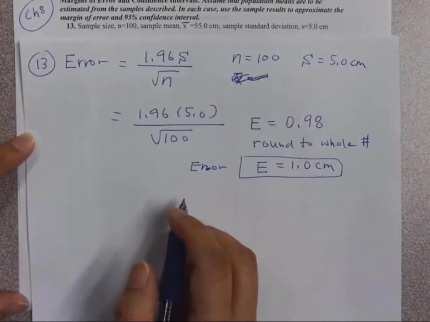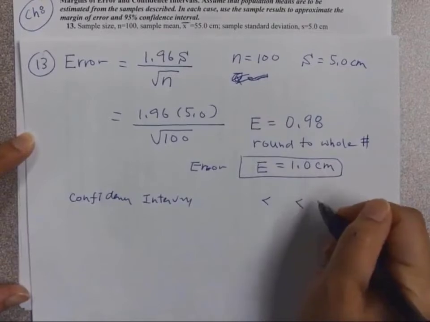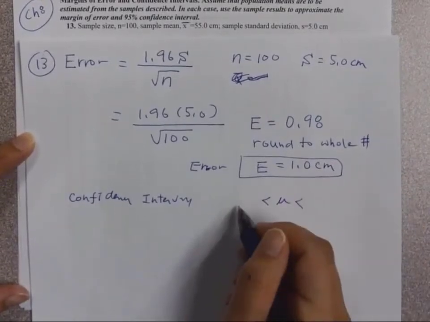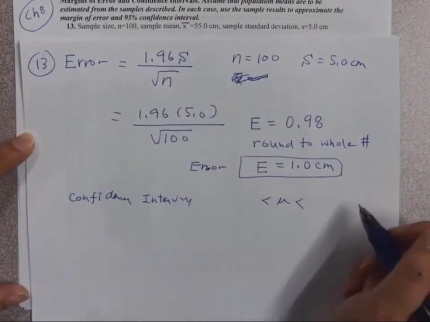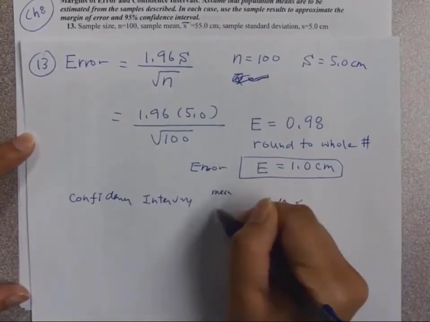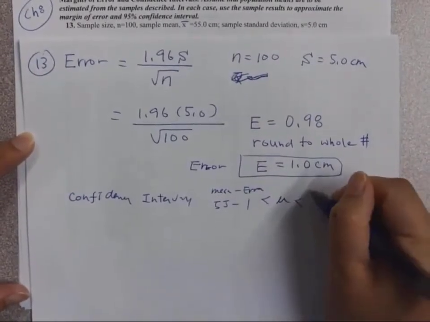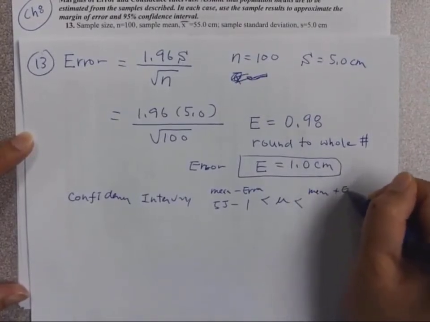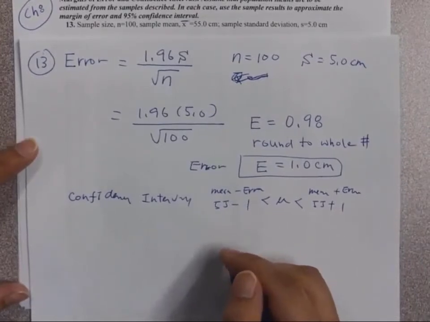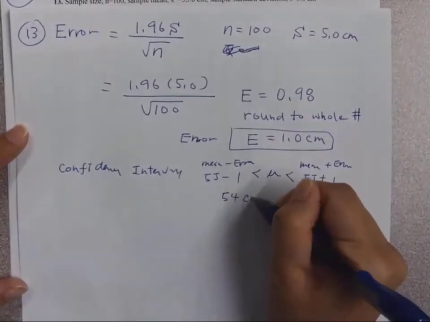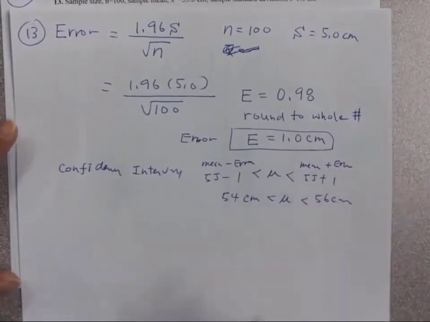How do I form that 95% confidence level? I will put the mean in the middle. And one side, I need to use the mean and do what? Subtract the 1. So what is my mean? 55, subtract the error. And then using the mean and add the error, right? So 55 add 1. So it's going to be between what? 54 centimeter, and then the mean, and then 56 centimeter. Is that okay?